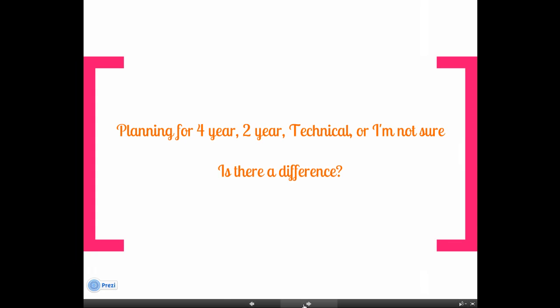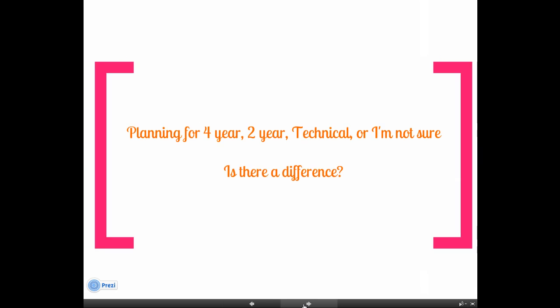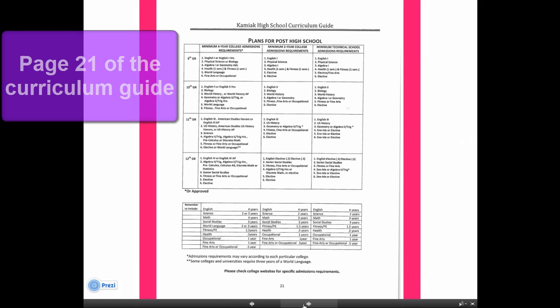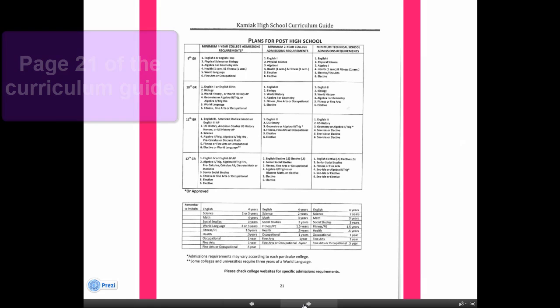Planning for 4-year, 2-year, technical, or I'm not sure. Is there a difference? When planning your course selections, please utilize the curriculum guide. The flowchart listed here will assist you in selecting the classes that will best prepare you for your post-high school plan.